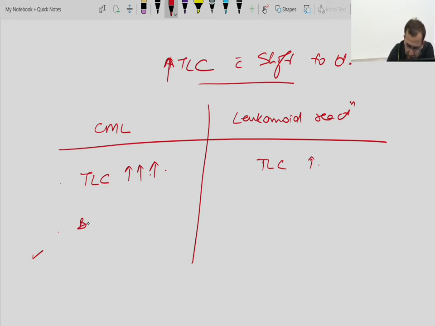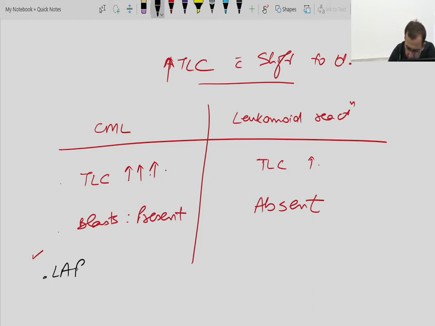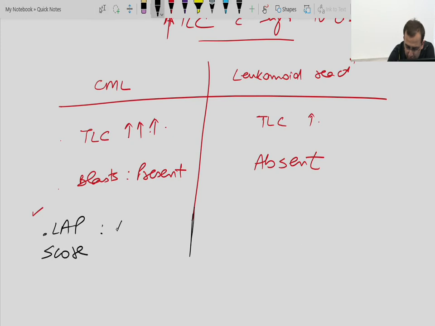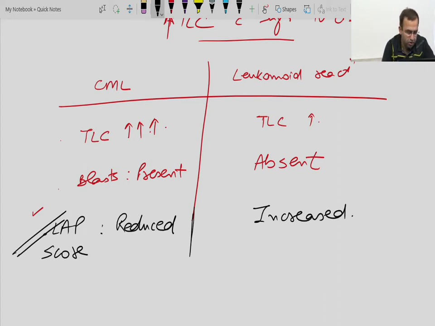Next point, blasts. They are present in CML versus absent in leukemoid reaction. But the main differentiating feature between the two is LAP score, leukocyte alkaline phosphatase score, which is reduced in CML whereas increased in leukemoid reaction. Extremely important. So the statement that CML is characterized by increased LAP score is false. It is reduced in CML.